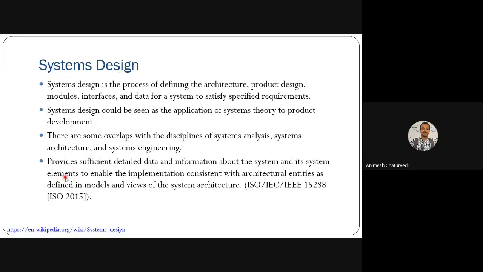So this system design basically provides sufficient detail about data and information that will help you maintain consistency with the architectural entities. All the architecture entities are formulated with some data set and information, so that you can formulate the system and its components, which will help you define the model of that system. We'll see system modeling later, and that will help you view the system architecture, and this has been written in the IEEE and ISO standards.